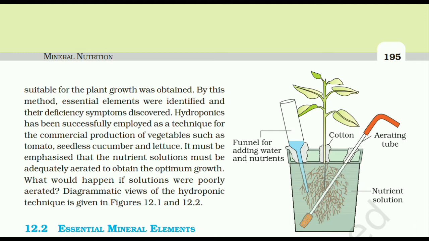Hydroponics has been successfully employed as a technique for the commercial production of vegetables such as tomato, seedless cucumber and lettuce. It must be emphasized that nutrient solutions must be adequately aerated to obtain the optimum growth. What would happen if solutions were poorly aerated? Diagrammatic views of hydroponic techniques are given in Figures 12.1 and 12.2.